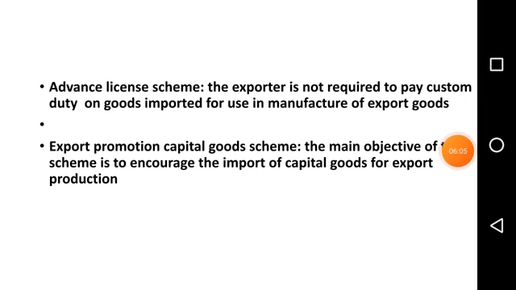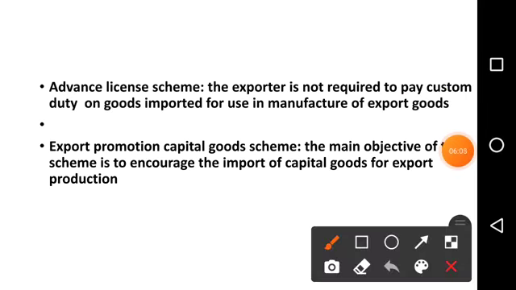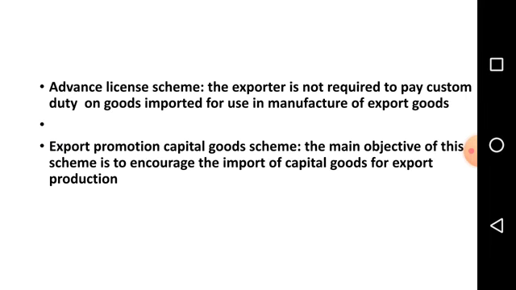Okay. Next, export promotion capital goods scheme. The main objective of this is to encourage import of capital goods for export production. Yes, the main objective is what? To purchase the capital goods for export production. That is, you are purchasing capital goods from another country to do export.